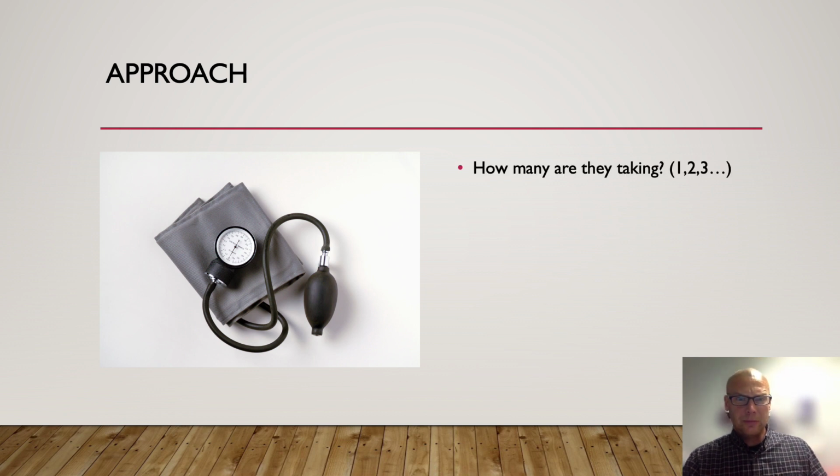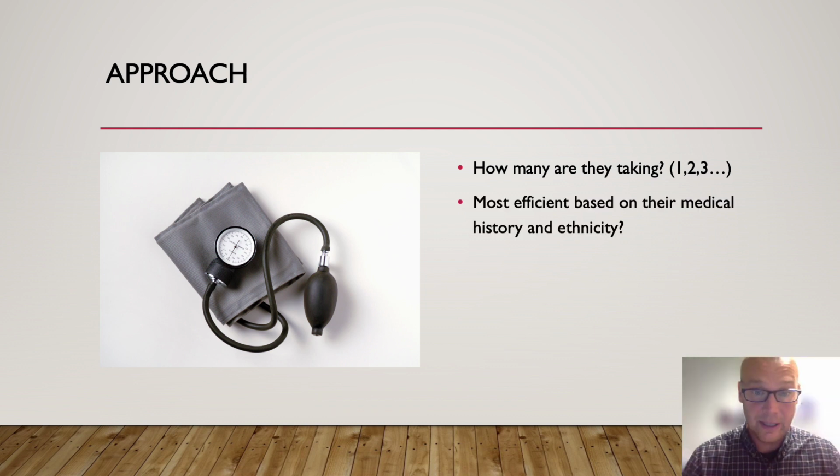So approach: how many medications are they taking? Are they taking one? Are they taking two? Are they taking three? Does it have that diuretic in it? And if they're compliant with it and it's optimally used, then they're resistant at that point. And again, are these medications the most efficient based off of their history and ethnicity?